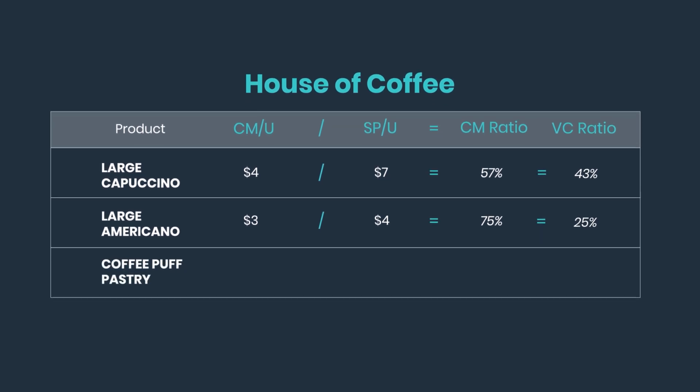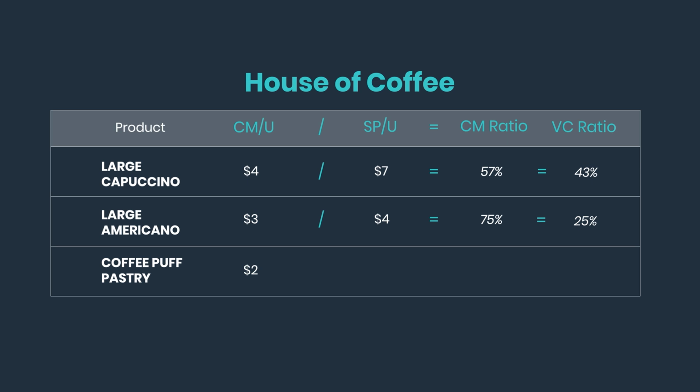For the coffee puff pastry, we divide the $2 contribution margin per unit by the sales price per unit of $8, yielding a contribution margin ratio of 25%. With a 25% contribution margin ratio for a coffee puff pastry, for every dollar generated by the sale, there is 25 cents that contributes to covering fixed costs and generating profit, or in other words, margin. That means the remaining 75% of each sales dollar is used for variable costs. That's sales 100% less contribution margin ratio of 25% equals variable cost ratio of 75%.